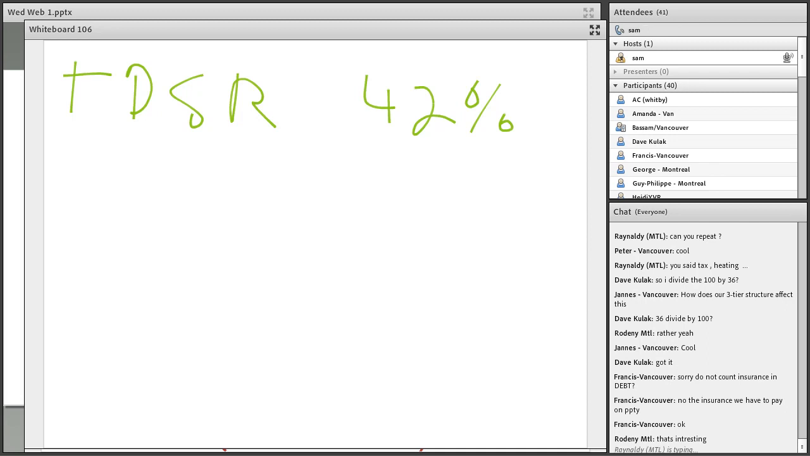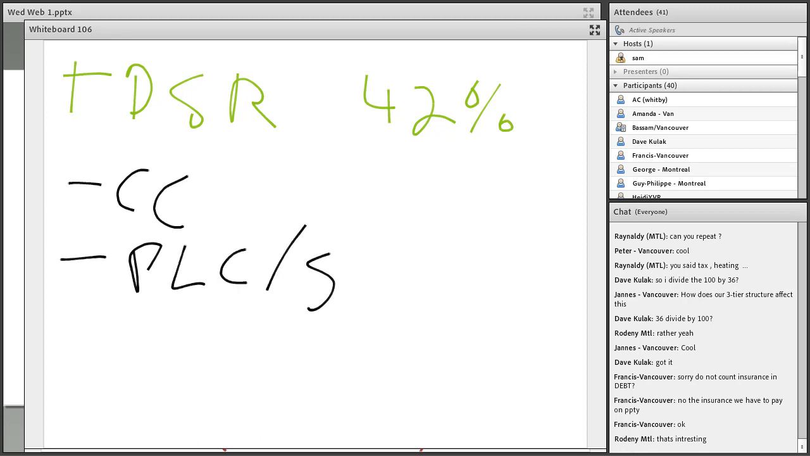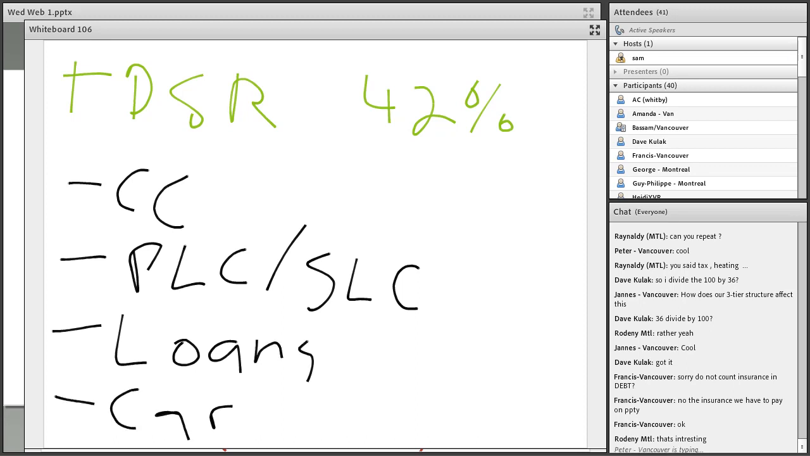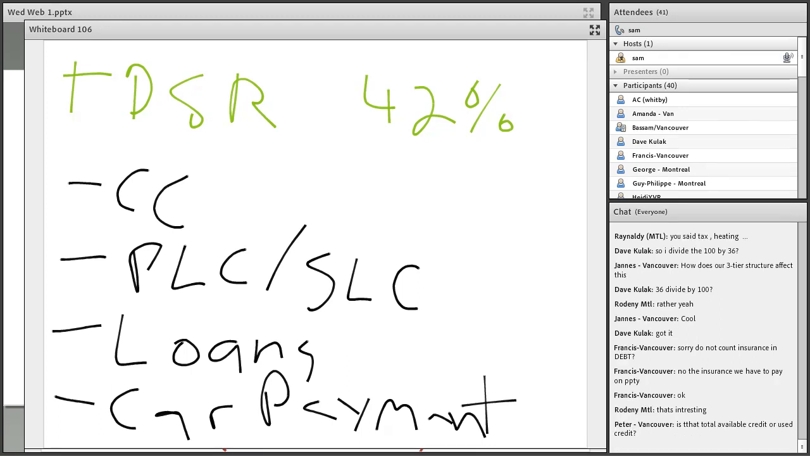TDSR takes GDSR and adds the following. It adds all of your credit cards, lines of credit, personal lines of credit, or secured lines of credit, and includes your loans, car payments, any sort of debt obligation. Not talking hydro, we're not talking Rogers, we're not talking your groceries, we're talking strictly credit facilities. So your credit cards, your lines of credit, your loans, and your car payments. These are fixed payments. If you've got a student loan, it's a loan. It counts as a debt. Okay?